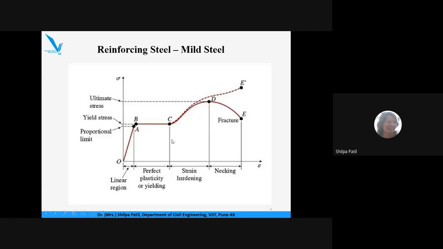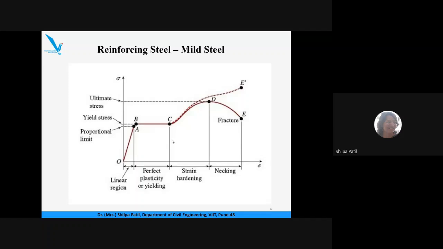This is the curve for mild steel. Now, have you plotted a similar curve for HYSD bar, high yield strength steel bar, during your MOS 1 practicals? TMT steel, it is nothing but HYSD, high yield strength deformed bars. Now, have you obtained a similar curve for TMT steel? Do you remember anything?